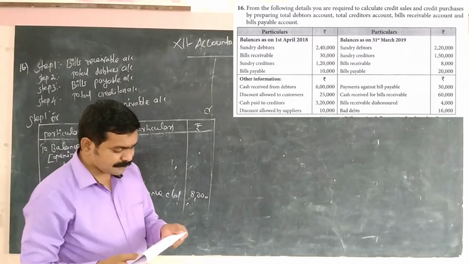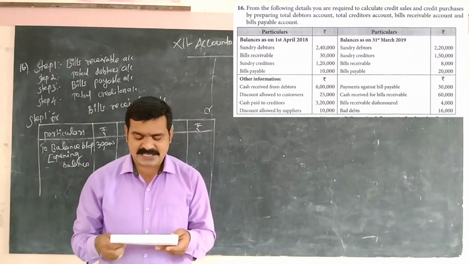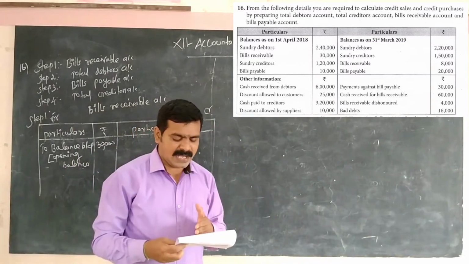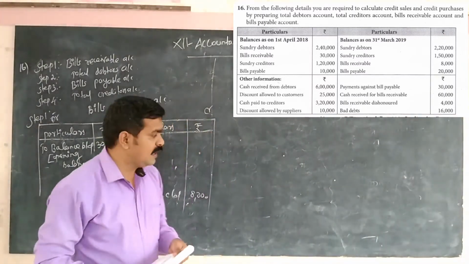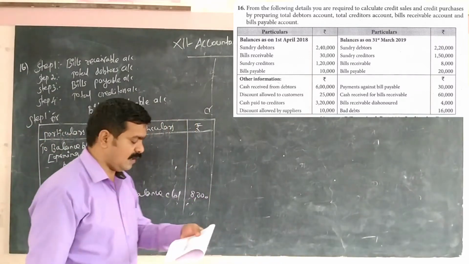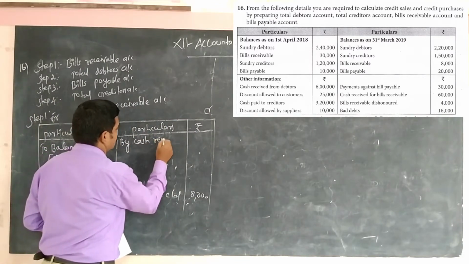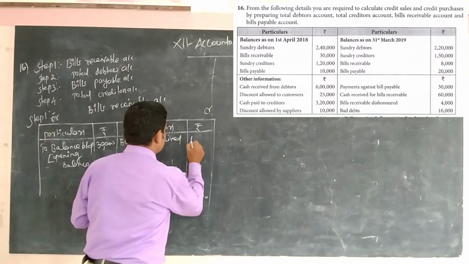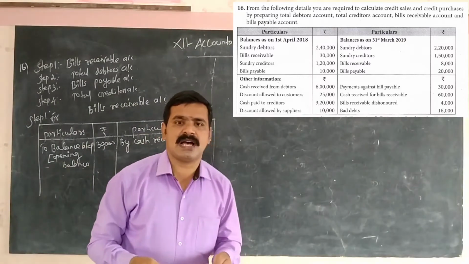Okay, so next, in the other information, payments against bills payable come under the bills payable account, and cash received for bills receivable comes under the bills receivable account. Okay, so cash received means we have to get some amount from other persons. So that is by cash received. The amount is 60,000. Okay, so next, bills receivable dishonor.